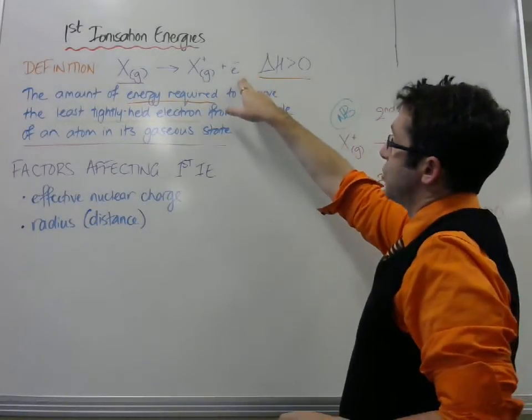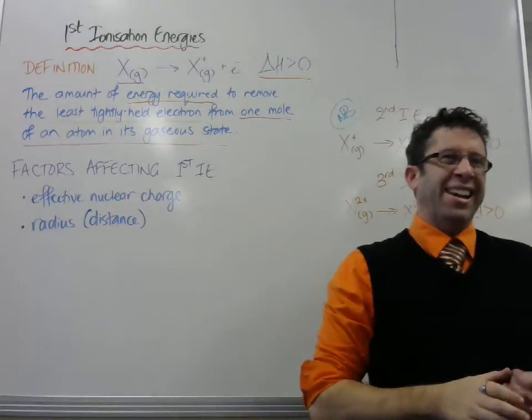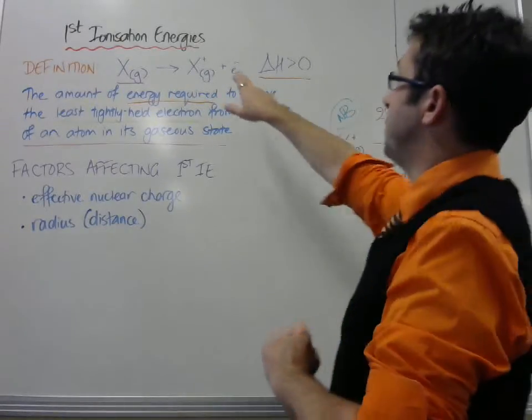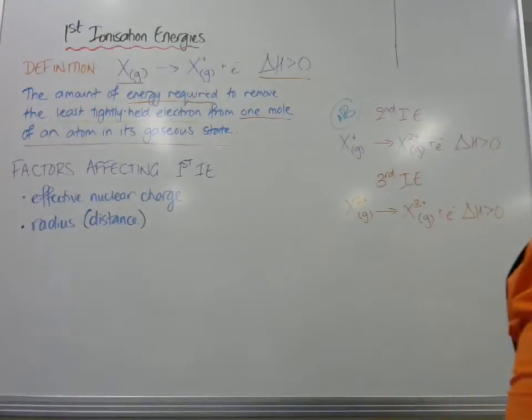You'll notice I've got my electron in there. You'll notice I've got X plus being made, even if this is chlorine. Now, chlorine naturally makes a Cl minus ion. Don't get confused. For ionisation energy, it must be Cl plus in the gaseous state. So it must be a positive ion, even if they naturally make negative ions. That's not what we're looking at. We're looking at actually ripping an electron off, regardless of what it would naturally want to do.